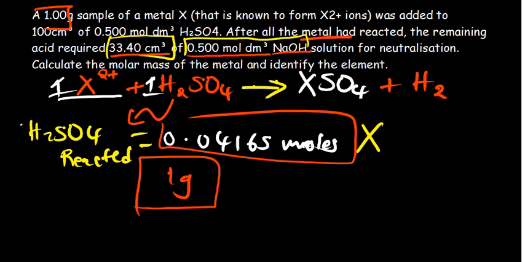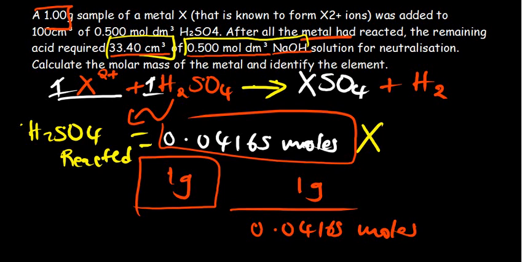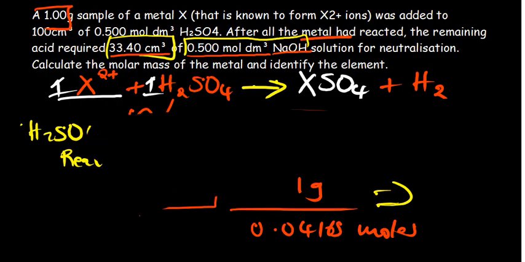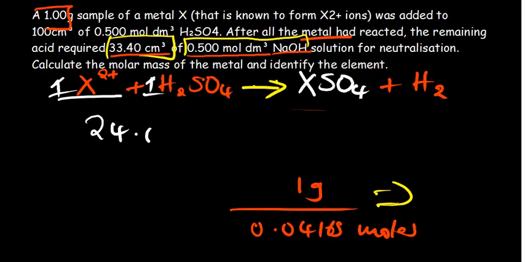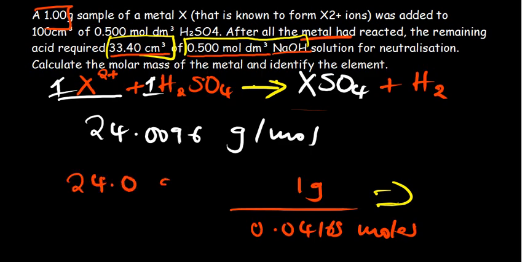Okay, so the molar mass, the units are grams per mole. So we'll just divide our 1 gram by the number of moles, 0.04165 moles. So units are going to give us grams per mole. So 1 divided by 0.04165. After dividing, I'm getting 24.0096 grams per mole. Now, if you observe our question, the least number of significant figures were how many? You can say 3. So 24.0 grams per mole becomes our answer.